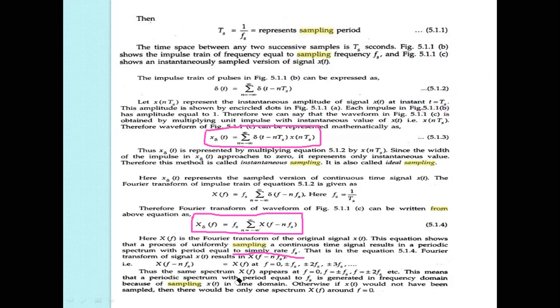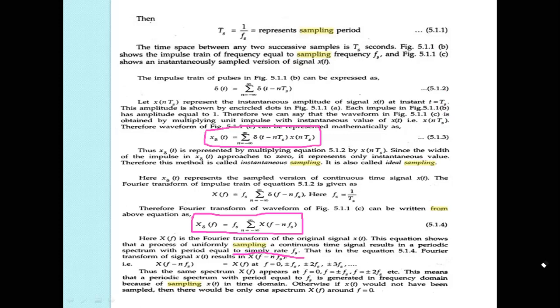So thus the same spectrum X of f appears at f equal to 0, f equal to plus or minus fs, f equal to plus or minus 2fs, etc. This means that a periodic spectrum with a period equal to fs is generated in the frequency domain because of sampling x of t in the time domain.